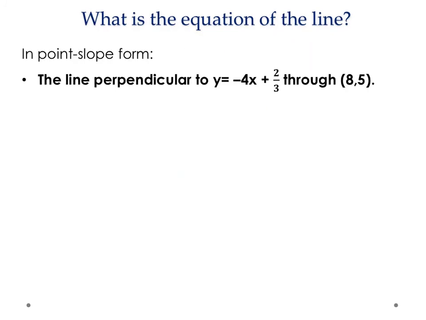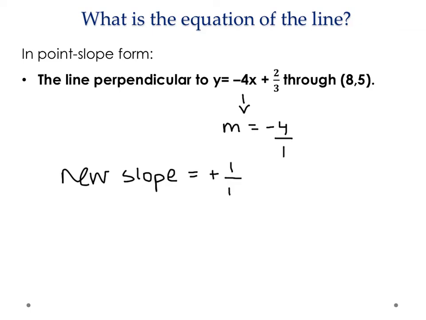I want a line perpendicular to this one, which means that my slope is going to be opposite reciprocal. So this guy has a slope of negative 4. So my new slope, I must change the sign. So now it's positive. And I must flip it over. So this one is over 1, so now I'm going to be 1/4.